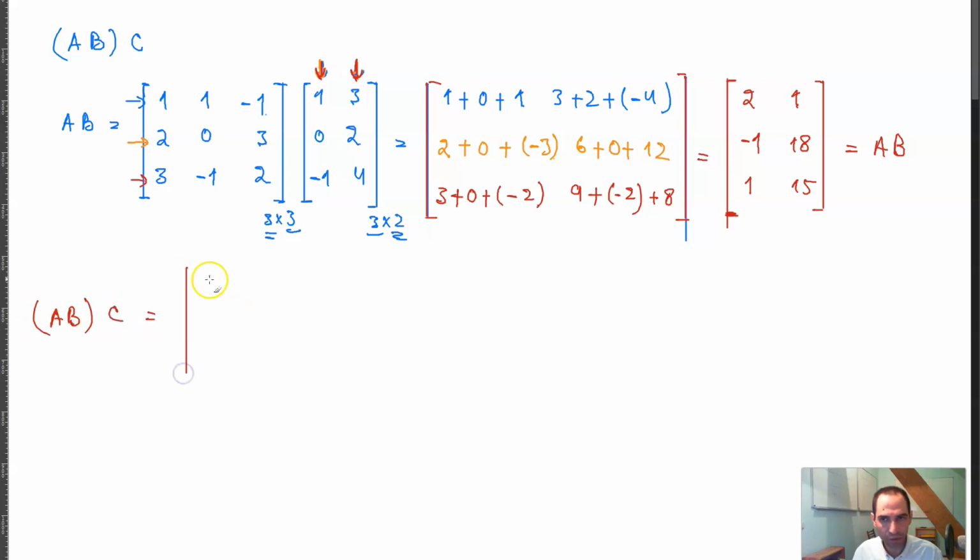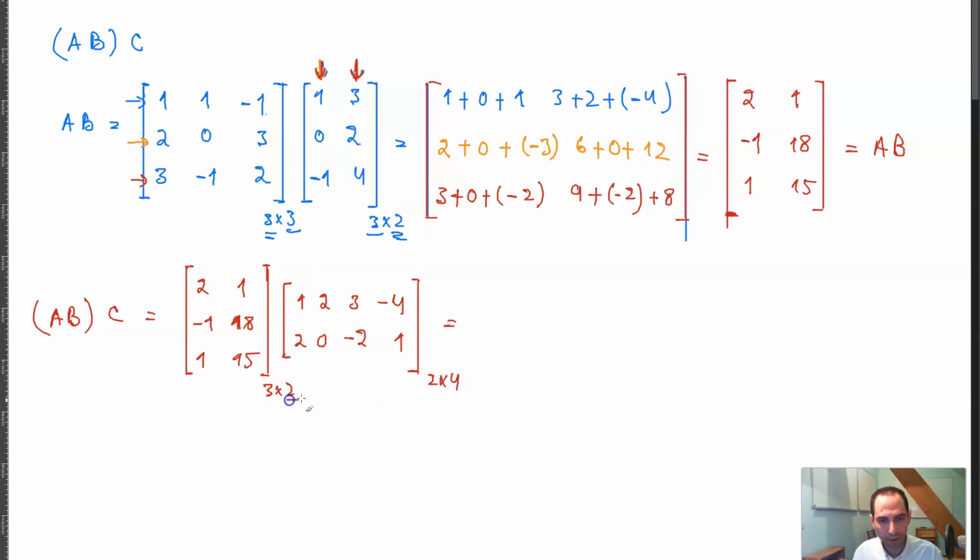Now AB times C. AB is 2, 1, negative 1, 18, and 1, 15. And C is basically this matrix: 1, 2, 3, negative 4 and 2, 0, negative 2, 1. This is a 3 by 2 matrix, and this is a 2 by 4 matrix. So these two numbers are equal, so the multiplication is defined, and you'll get a 3 by 4 matrix, meaning 3 rows and 4 columns, right?